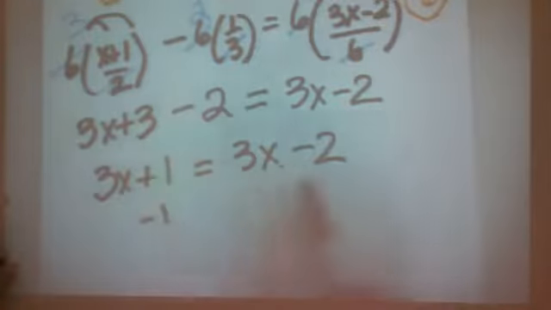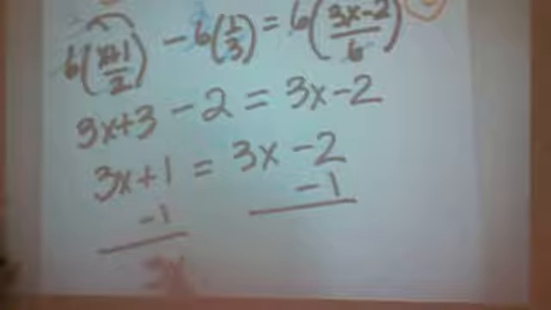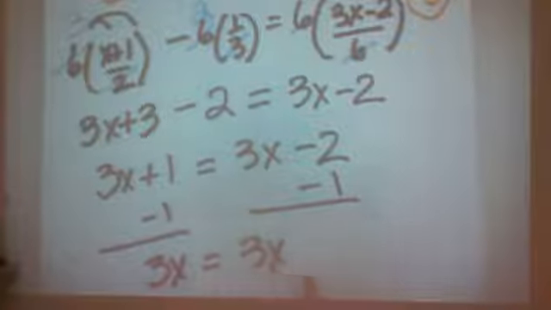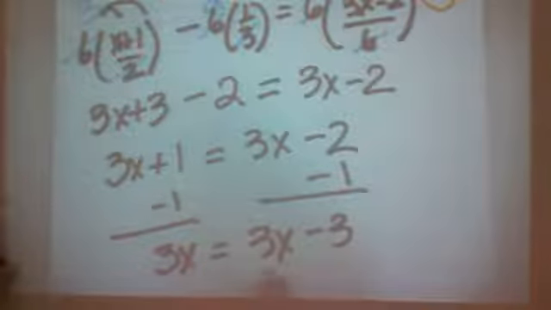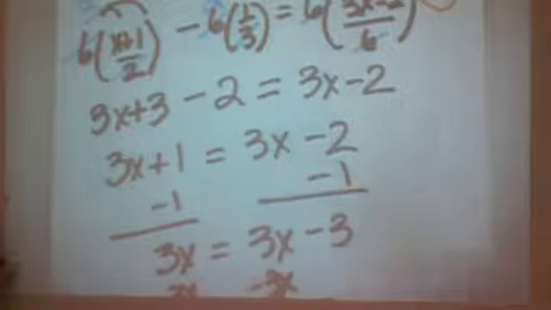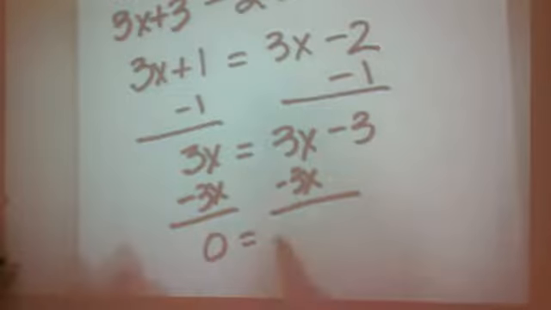So I'm going to subtract 1 from both sides. That leaves me with a 3x on the left, 3x minus 3 on the right. I'm going to go ahead and subtract 3x from both sides. On the left-hand side, I get 0. On the right-hand side, I get negative 3. So we ask ourselves, is 0 equal to negative 3? No. So this one has no solutions.